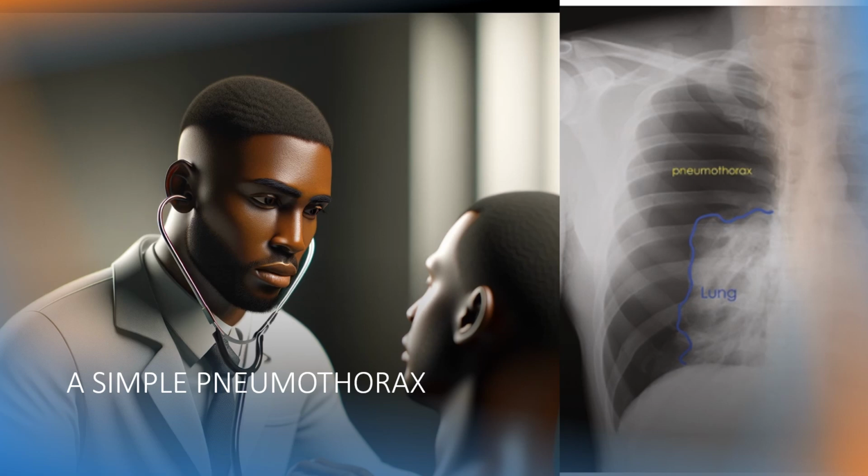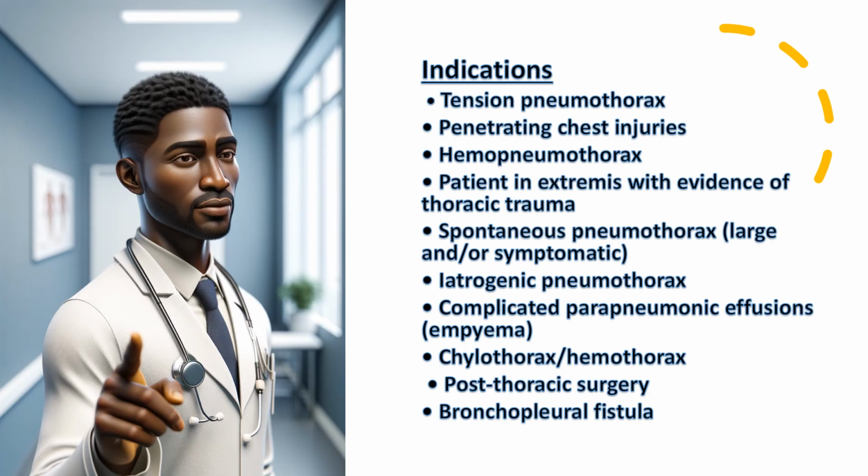Let's delve into when you should insert a chest tube. The indications for managing pneumothorax range from suspected tension pneumothorax and penetrating chest injuries to more specific conditions like hemopneumothorax and spontaneous or iatrogenic pneumothorax. Understanding these indications helps in timely and appropriate intervention, which can be life-saving.